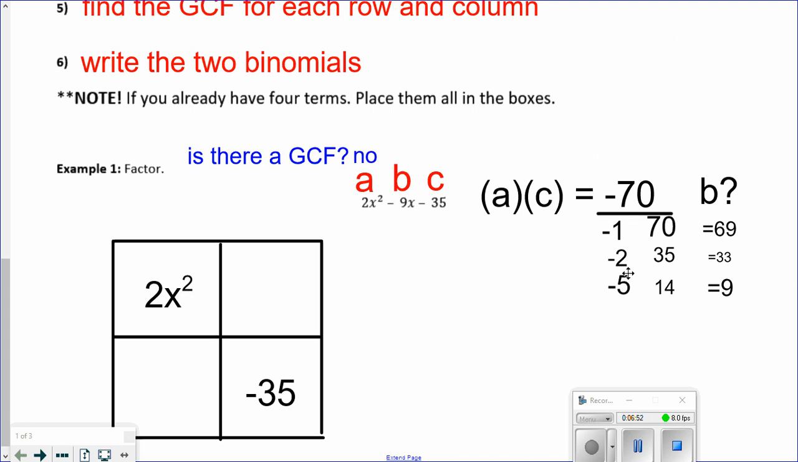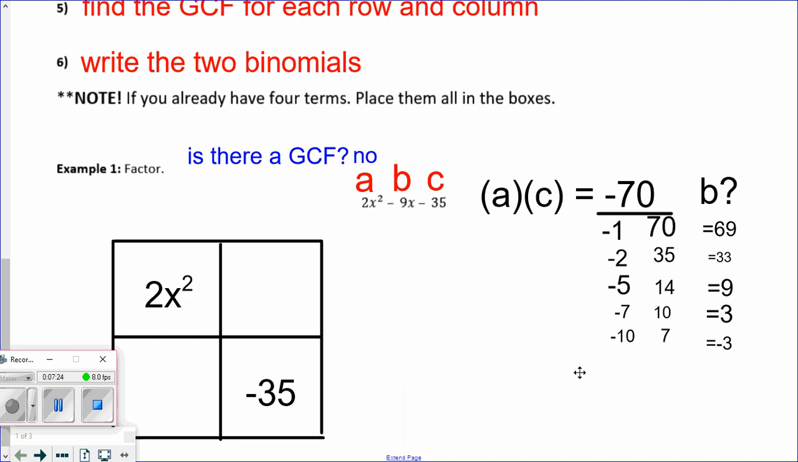If you're not sure what numbers to try, what I tend to do is plug it in the calculator and start dividing by numbers. If it comes out to be a whole number, those are factors. Next I'm going to try negative 7. Divide that, I get 10. Add them together, it gives me 3, not negative 9. Moving on. Now I'm going to try negative 10. 70 divided by negative 10 gives me 7. That gives me negative 3. So I am getting closer, which is helpful.